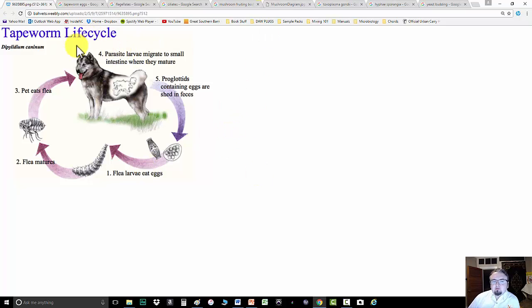These are actually more common in cats because cats are more prolific groomers, and they're more likely to eat the flea than a dog is. So cats are more likely to swallow an infected flea than a dog, although they both can obviously do it.